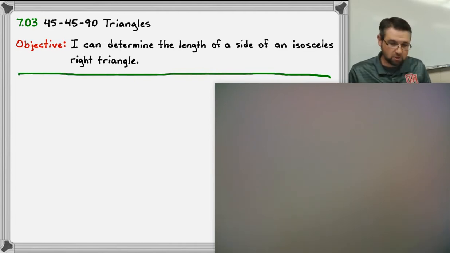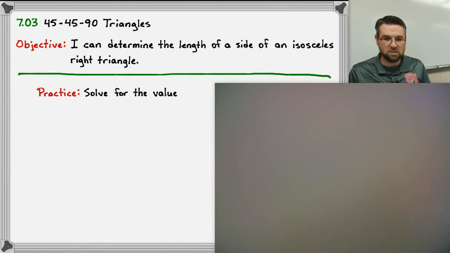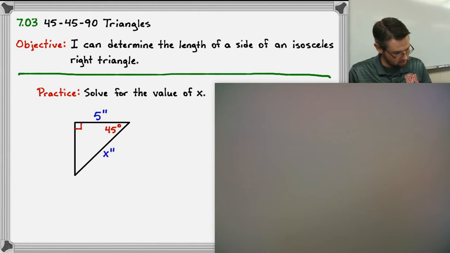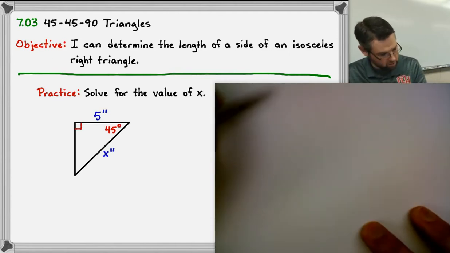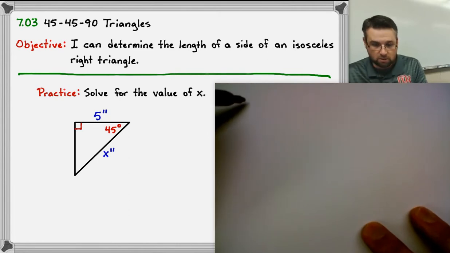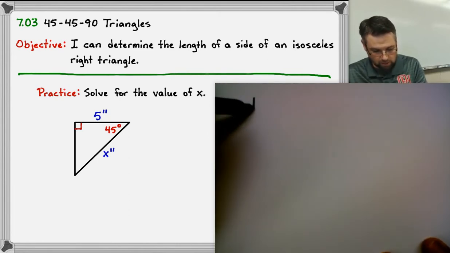Our goal is to be able to look at a 45-45-90 triangle and determine the side lengths. Now, a 45-45-90 triangle, another way of saying that is a right isosceles triangle, okay? So let's use this practice problem here as a starting point, okay? So here we have a right triangle.